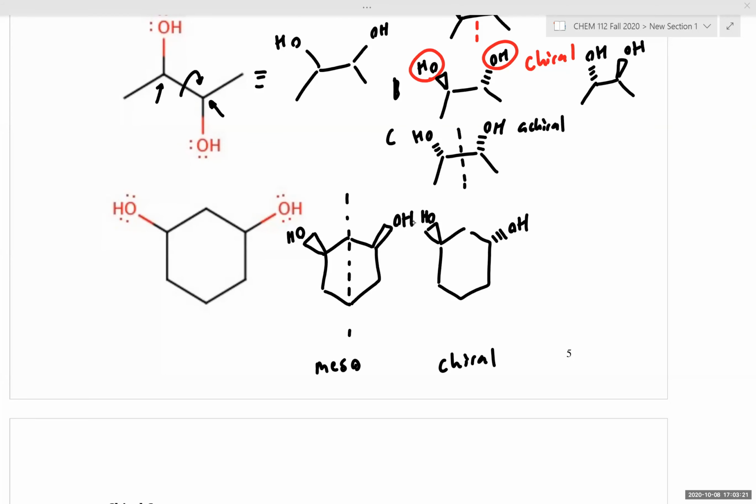And just for completeness sake, would this third structure be chiral or meso? It would be meso. Yep, exactly right, because it has a clear axis of symmetry. Perfect.